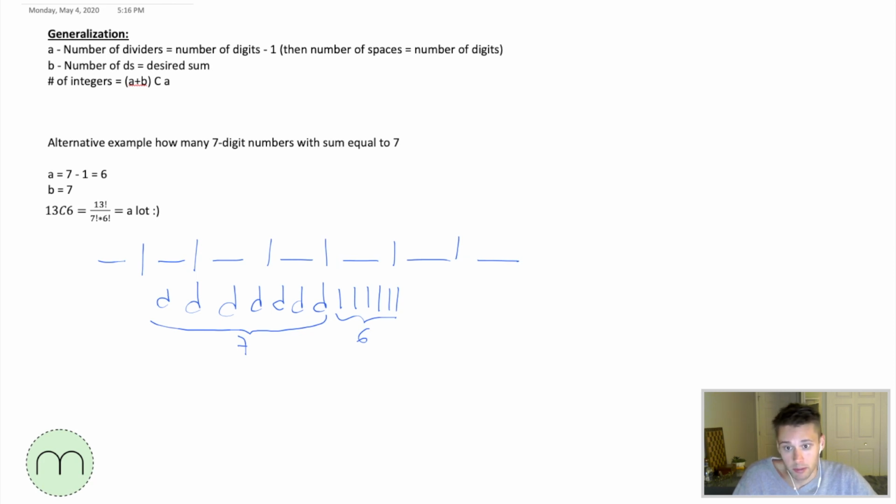So an alternative example would be how many 7-digit numbers can you create which have a sum equal to 7. So first your number of dividers will equal 6, which is graphically represented here as creating 7 spaces for you to place 7 Ds however you want. That's why b is equal to 7. So then we're looking at the number of 6-element combinations out of 13. So this will equal 13 factorial divided by 7 factorial times 6 factorial, which is a lot. Yeah, thank you.